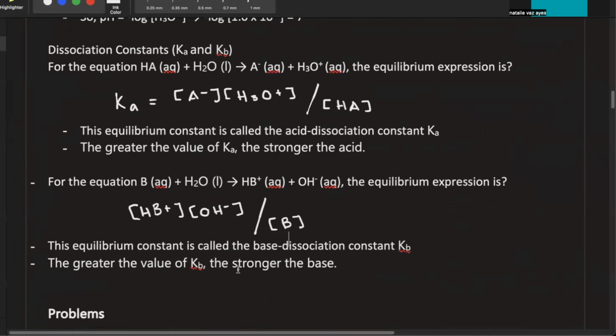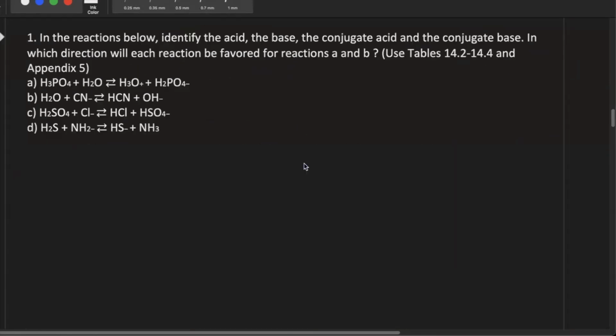And we're going to use all this information to do so. Okay, so for the first problem, we have: in the reactions below, identify the acid, the base, the conjugate acid, and the conjugate base. In which direction will each reaction be favored for the reactions A and B? Okay, so we're going to start off with A.